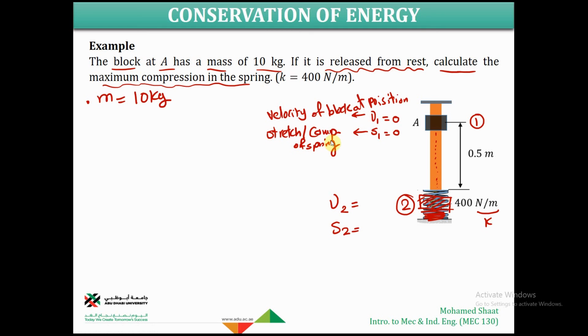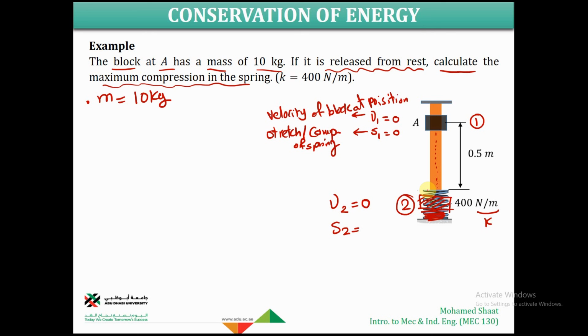So what does this mean? It means that the speed of the box at the second position, which will be obtained at the maximum compression of the spring, will be 0. Why? Because initially the speed of the box at position 1 is 0. Then it's going to speed up, speed up, to be maximum once it touches the spring. Now the spring is not compressed. But once the box starts to compress the spring, the spring is going to slow down the object.